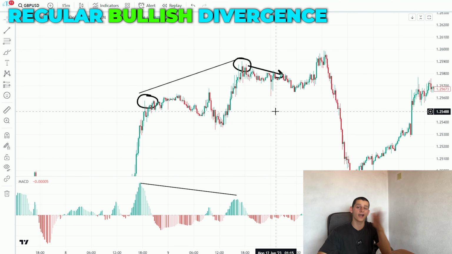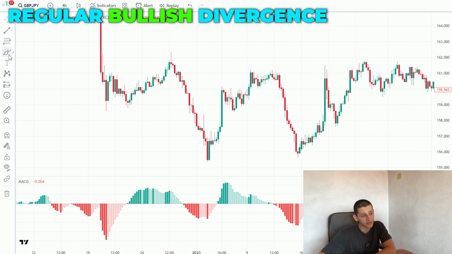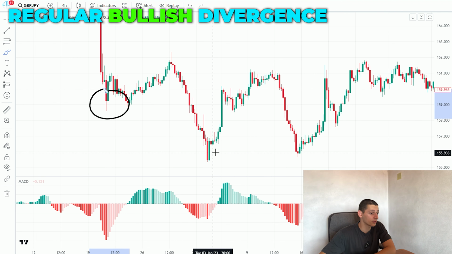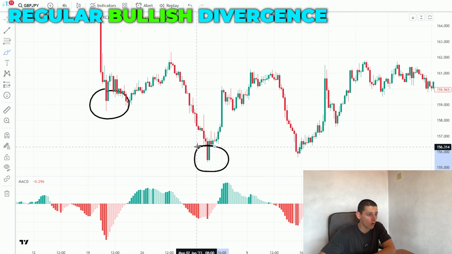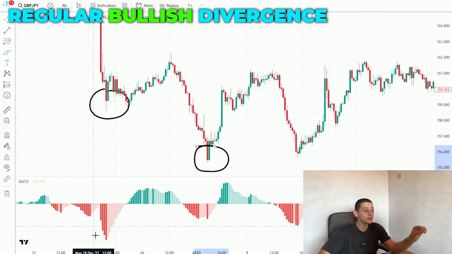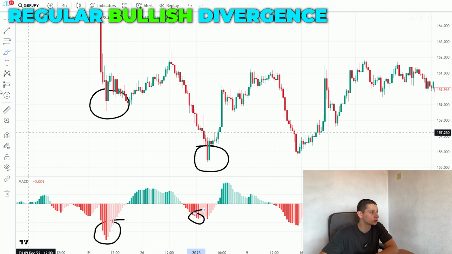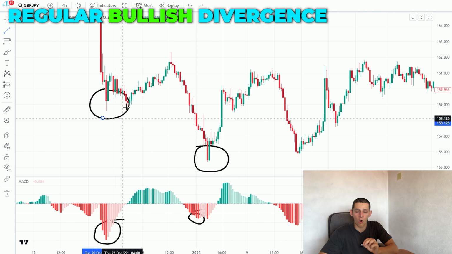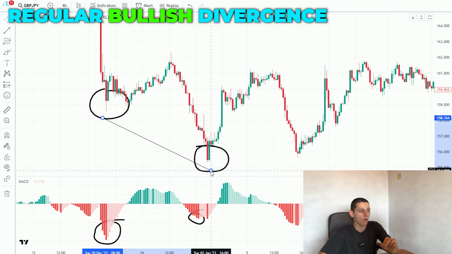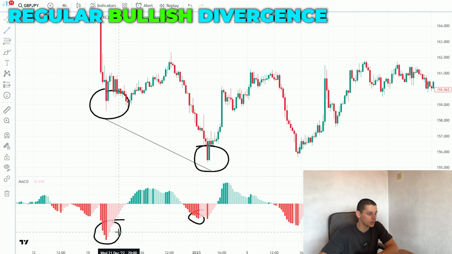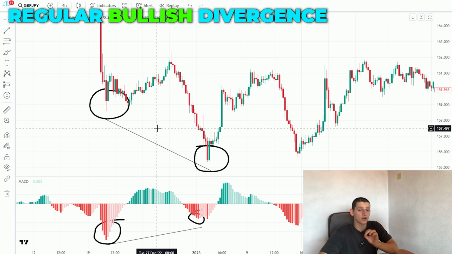And now the regular bullish divergence. Price makes a low and then follows another lower low. But as you can see here, the MACD oscillator makes a low and then a higher low. So the price makes a low, then a lower low. But the MACD makes a low, then a higher low. So this is a regular bullish divergence.